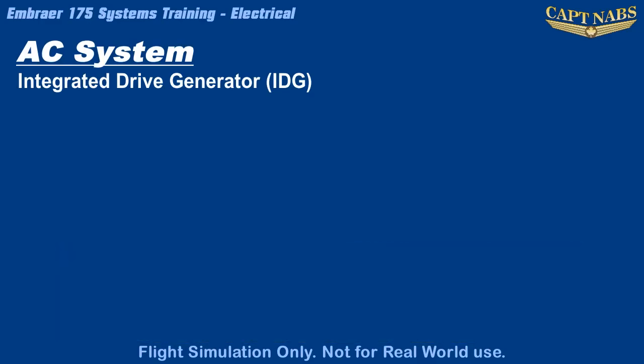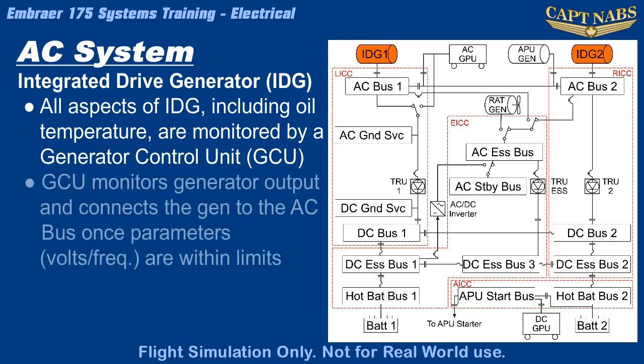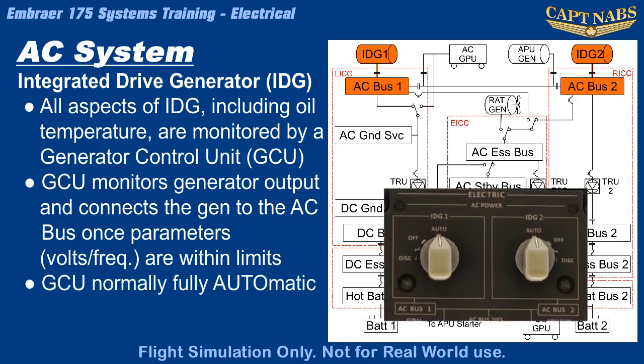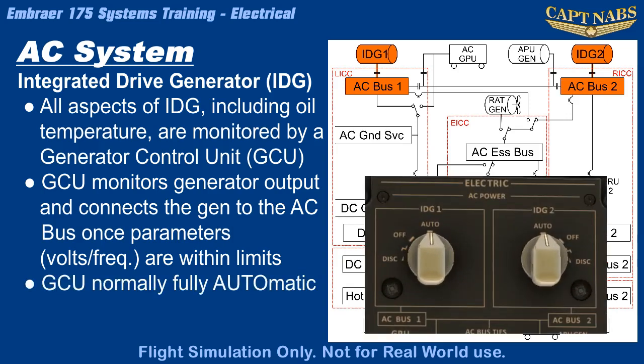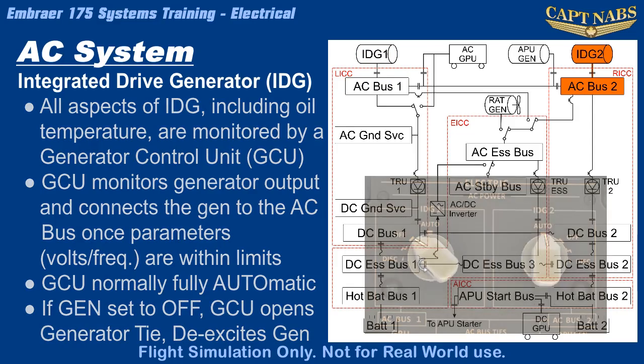Operation of all aspects of the IDG are monitored and controlled by a generator control unit, or GCU. The GCU monitors the output from the generator, and when the generator has reached operating speed, connects the generator to the electrical system via its corresponding AC bus, 1 or 2. The GCU operation is normally fully automatic, provided the corresponding knob is in the auto position. Should it be necessary to deactivate a generator, the knob can be turned to off, and the GCU will open the generator line contactor, and the generator is disconnected from the electrical system and de-excited.